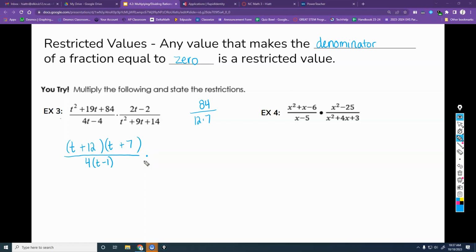Is everybody with me here? What about the numerator of the second fraction, 2t minus 2? I can factor out a 2. And then I got to factor this denominator. So t squared is going to be a t and a t. I'm trying to get 14. So that could be 2 times 7, 1 times 14. I need positives. Which one would I pick? Plus 2 plus 7, because 2 plus 7 would give me 9.